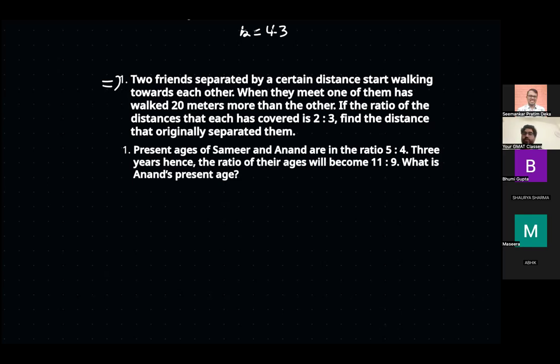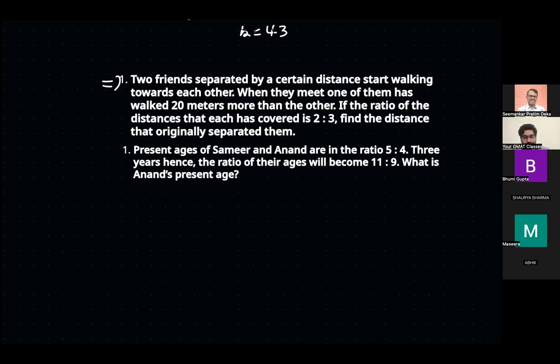Okay. So let's just quickly do these two questions. Two friends separated by a certain distance start walking towards each other. When they meet, one of them has walked 20 meters more than the other. And the distance that they cover is in the ratio of 2 is to 3.